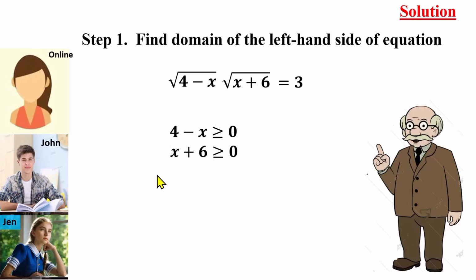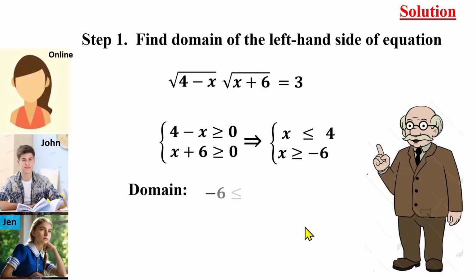Here we have a system of two inequalities. We rewrite this system in such form. And finally, we can write the domain. Here it is. We can put these points on the number axis, and the domain is the range between them.